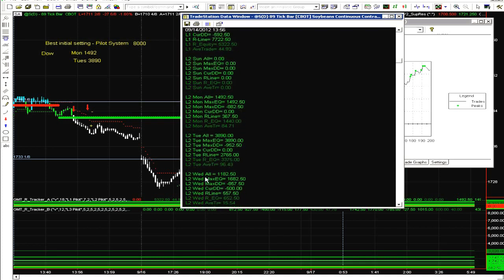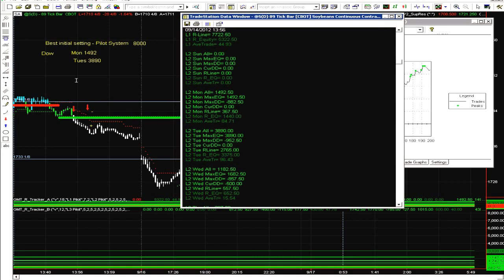That's flying. Wednesday, basically Wednesday is 1182. Current drawdown is negative 500. Is that day of the week worthy of remaining on or not? Tell me if you think that should still be on or not. So 1182, it is profitable. Not a great average trade net profit, is it?